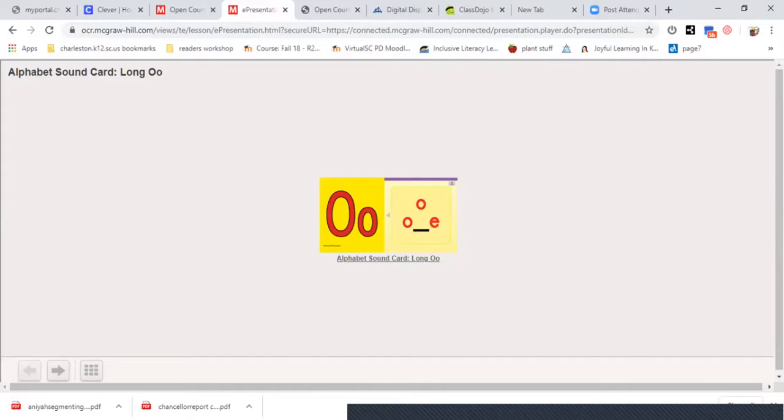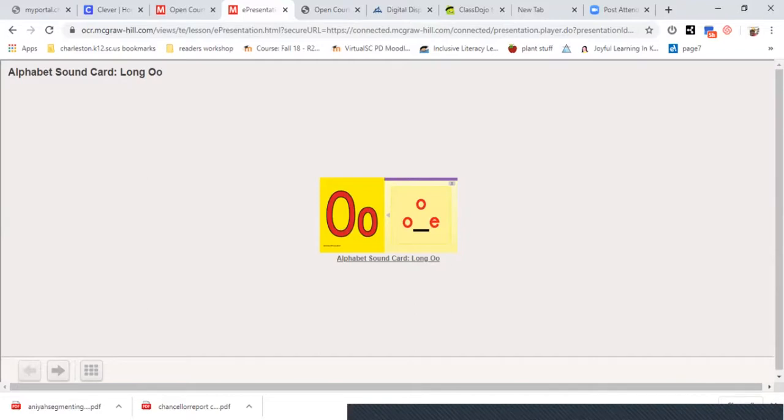What does initial mean? Remember we talked about that? Initial means the beginning sound. We're listening for the beginning sound. So let's listen. Open, over, face, Ohio. Which words have the long O sound? You're correct. Open, over, and Ohio.